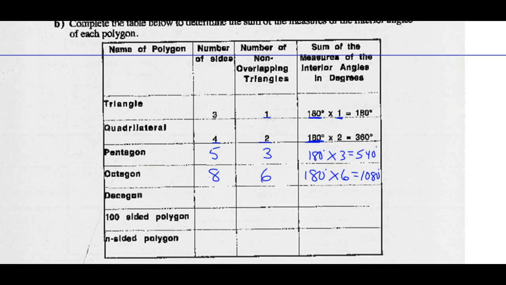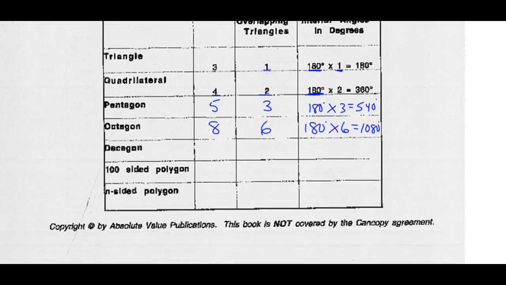All right. The decagon was a 10-sided one right beside that. We had 8 non-overlapping triangles. One triangle has a measure of 180 degrees for the interior angle sum. We've got 8 of those. 180 times 8 is 1440 degrees.